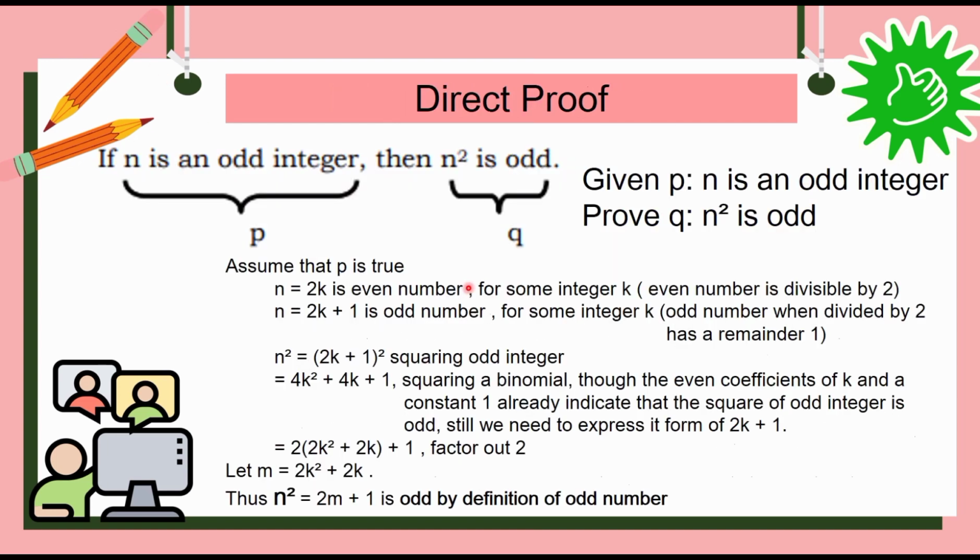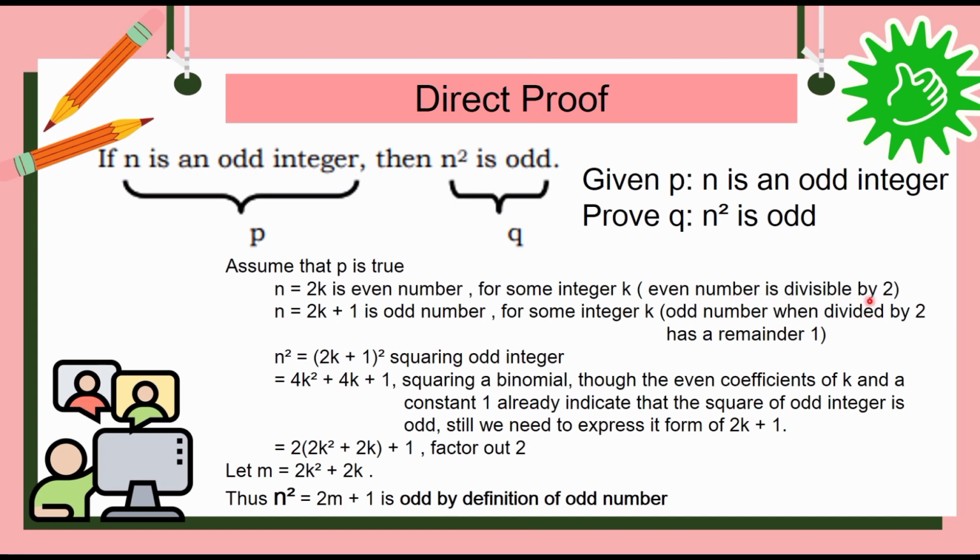Okay, let us have the first example under direct proof. If n is an odd integer, then n squared is odd. So our P is our hypothesis, our Q is our conclusion. So our given, our P, n is an odd integer, and then we need to prove that Q, or our conclusion, n squared is odd. Okay, so let us assume that P is true. Okay, so n is equal to 2k is even number, for some integer k. Even numbers are divisible by 2.